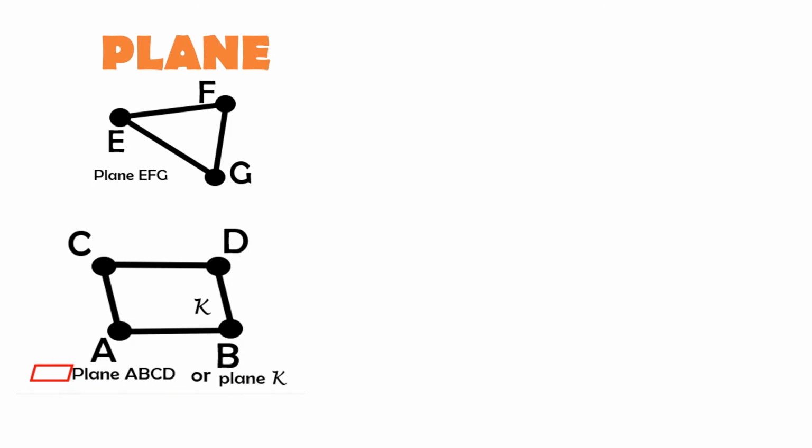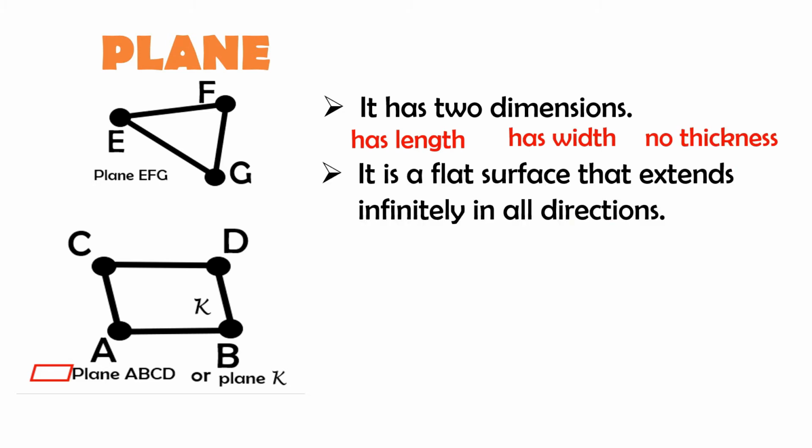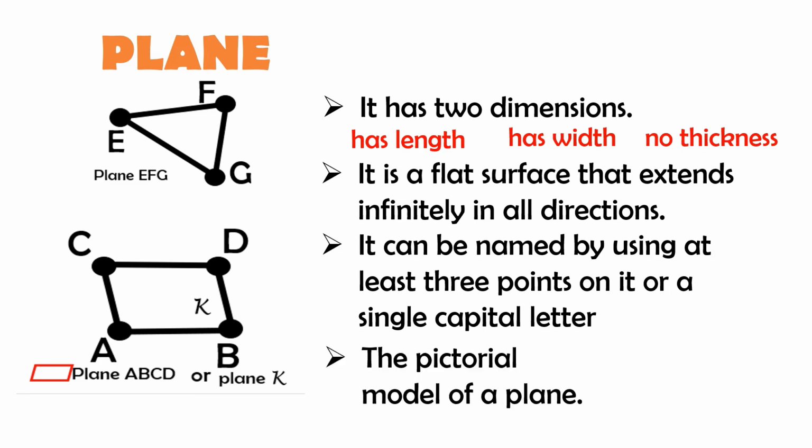Next, we have a plane. A plane has two dimensions, it has length and width but no thickness. We can think of a plane as a flat surface that extends infinitely in all directions. We can name a plane by using at least 3 capital letters or by using a single capital letter. We can represent this pictorially by using a 4-sided figure.